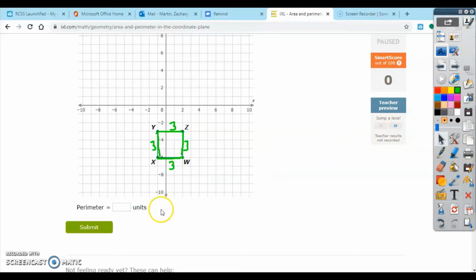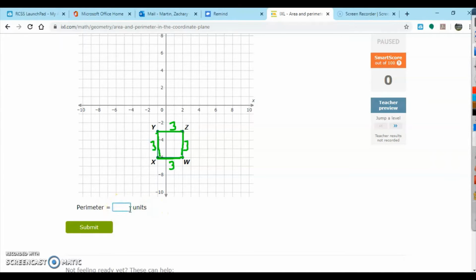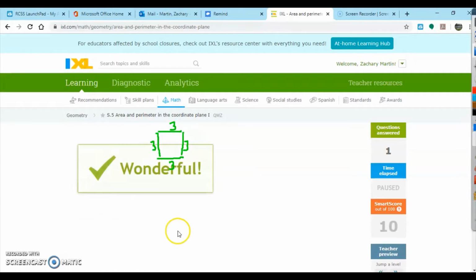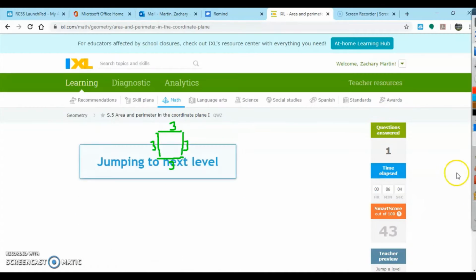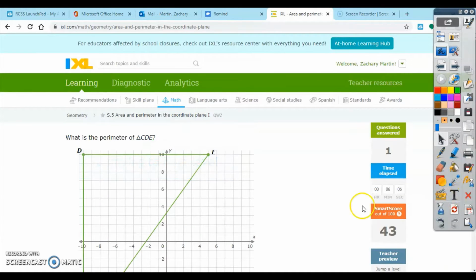Therefore, the perimeter is 3 times 4. That's 12 units. So the perimeter there is 12 units. Wonderful. Fantastic. And we got another one very similar to that. Let's jump up a level. Let me get rid of that annotation off the screen there.